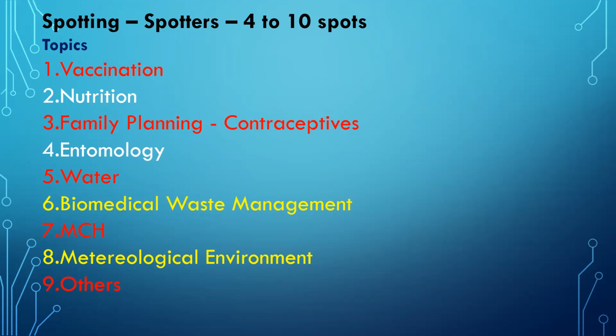These are the sections which are commonly selected for spots. Vaccination is very important, and each spotting set will always have 1 or 2 spots on vaccines. Second important section is nutrition. From nutrition also they will keep either 1 or 2 spots. Family planning methods also they keep 1 or 2 spots. Entomology also 1 or 2 spots. Water usually they keep 1 spot. Biomedical waste management 1 spot. MCH also 1 spot. Meteorological environment 1 spot.